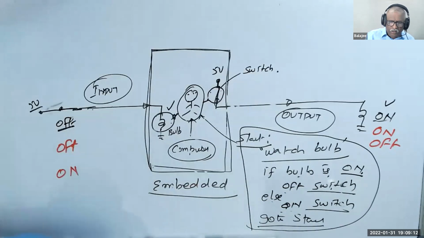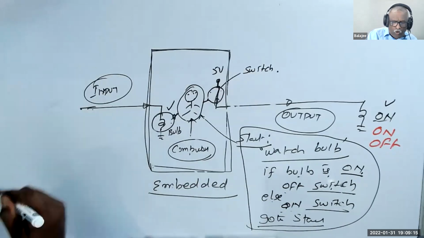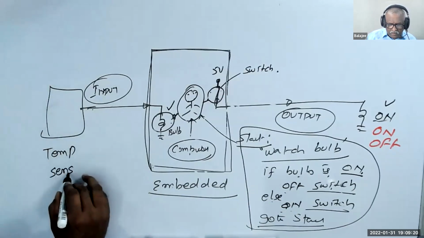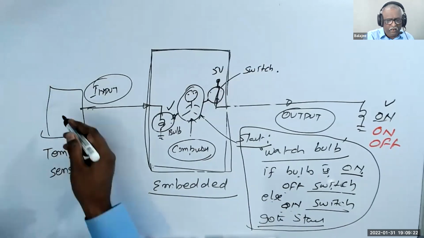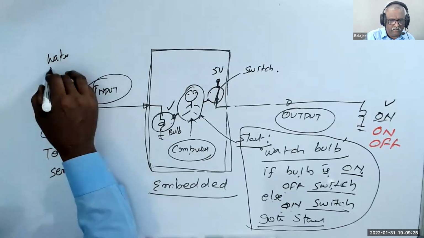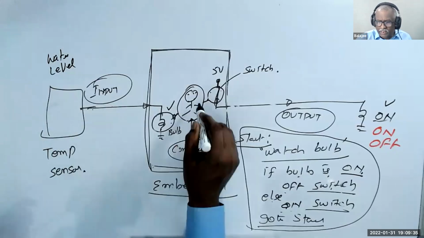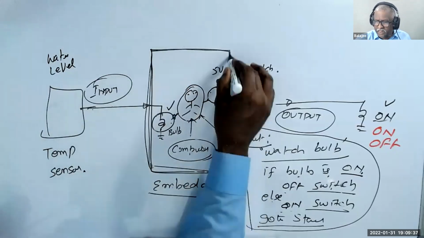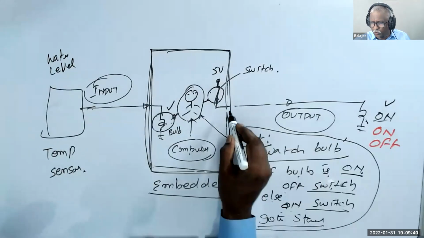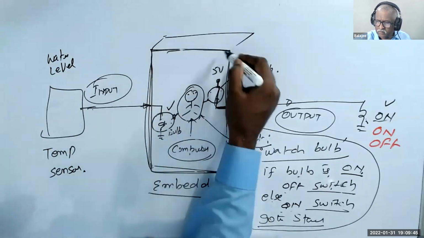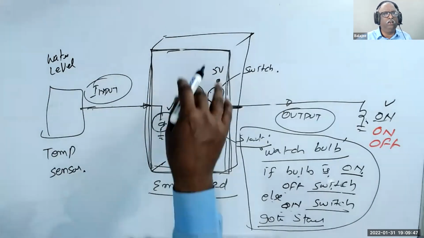Here there's a switch. Here there's a switch. Tomorrow I may connect a temperature sensor, or I may connect a water level sensor. I may connect anything that converts to voltage. Now, for this guy it is a black box. He cannot watch this bulb. He can only control this output pin. This whole thing is in the box. This guy doesn't have access.